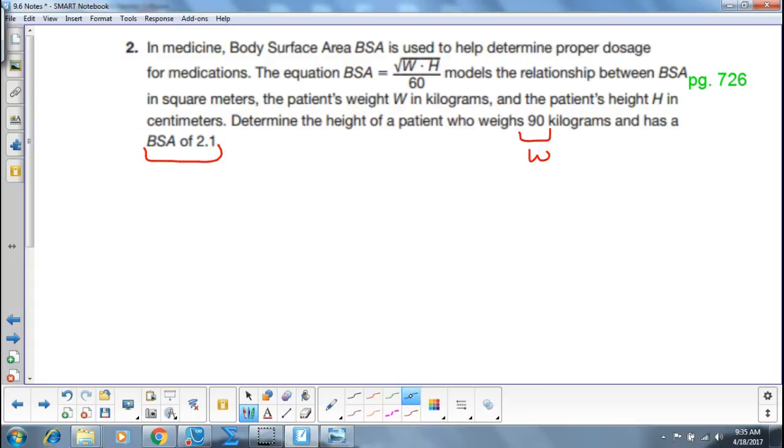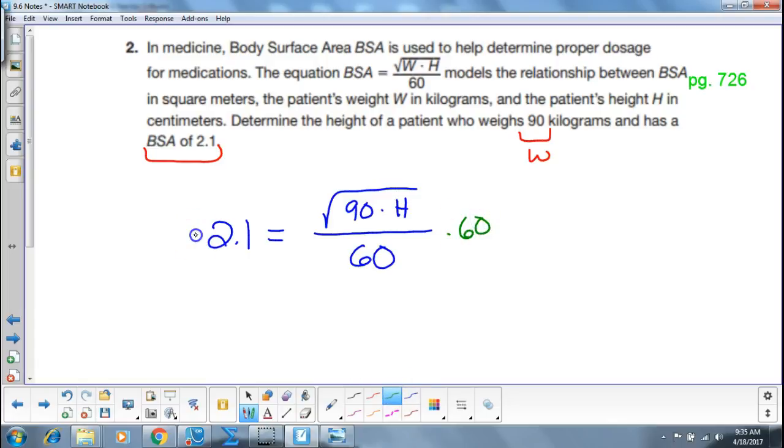So BSA is 2.1. That's going to equal the square root of 90 times H divided by 60, right? So 126 if I multiply both sides by 60. 126 equals the square root of 90H.